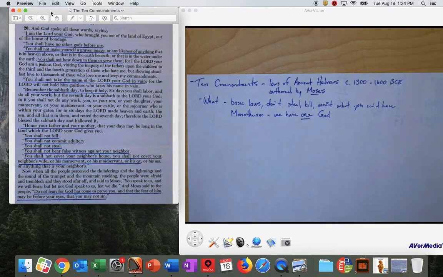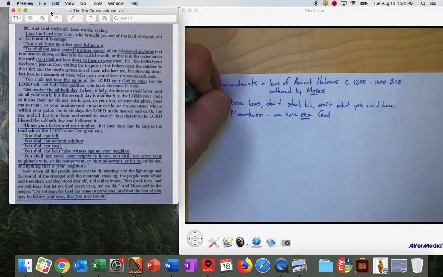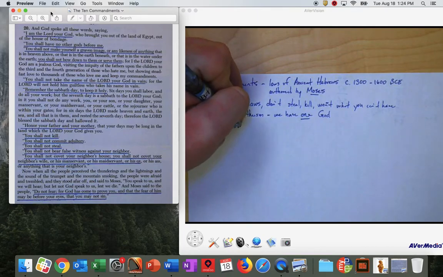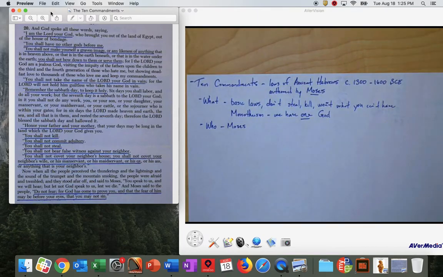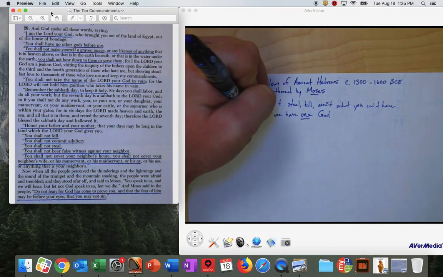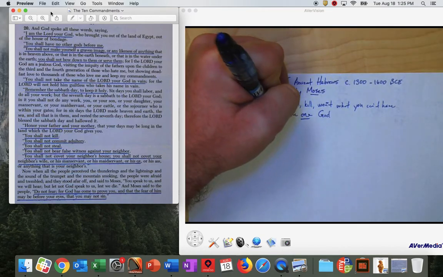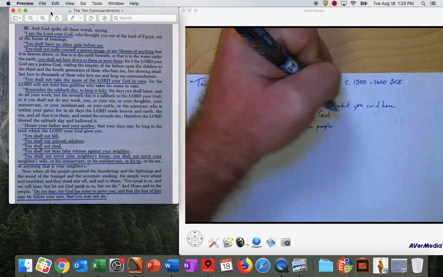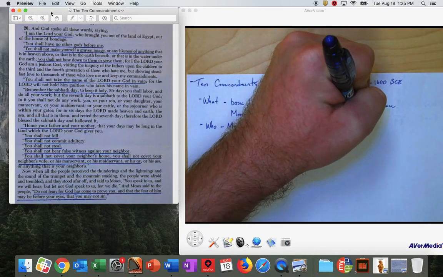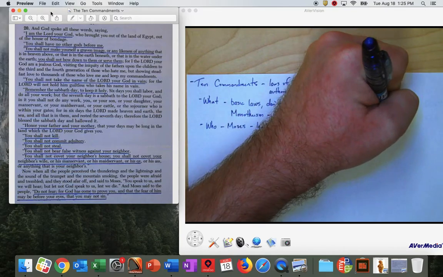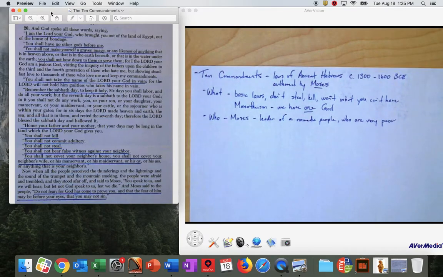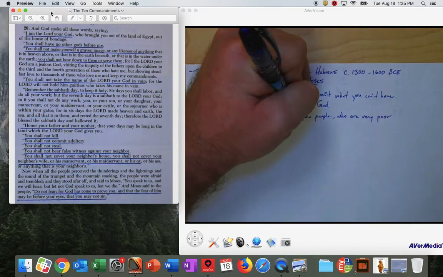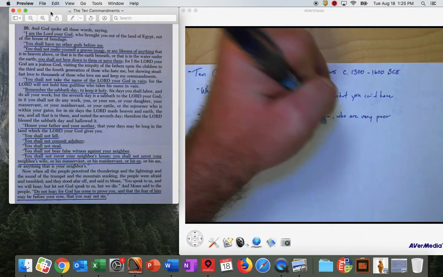Okay, now, who is the author? We've kind of covered that already. Moses. So he is the leader of a nomadic people, the Hebrews, who are very poor. Leader of a nomadic people. They're very poor. They're nomadic, so that means they move around.